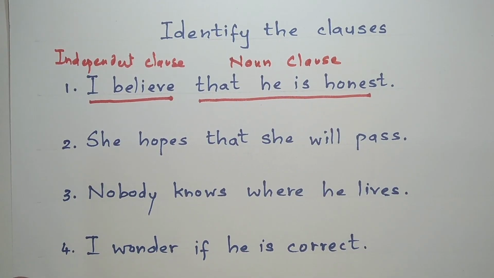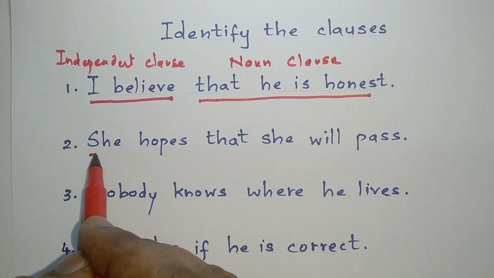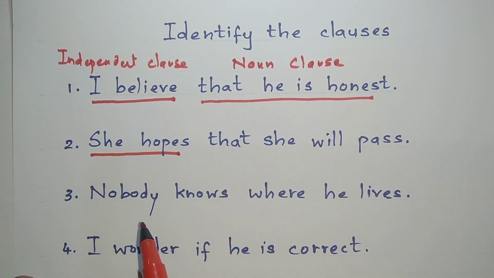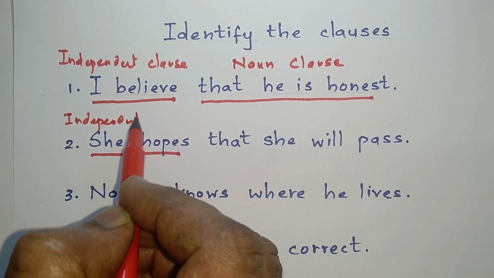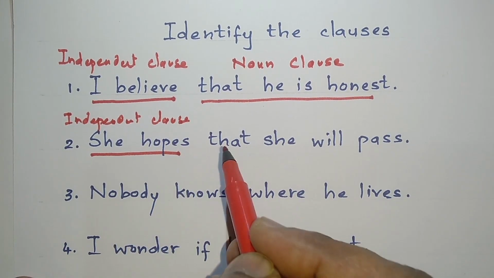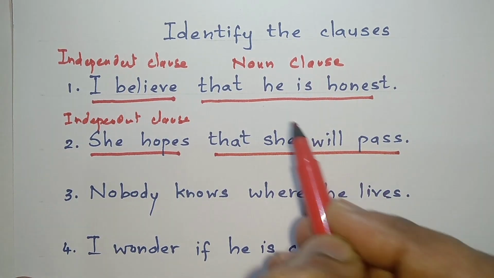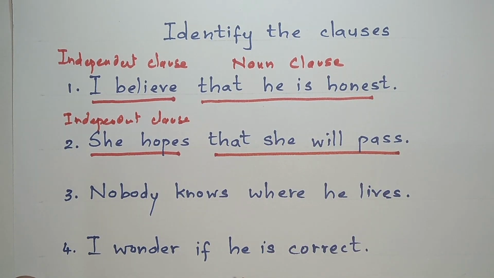She hopes that she will pass. She hopes is a clause which makes complete sense on its own. So therefore, it is an independent clause. The remaining part of the sentence obviously is a dependent clause.